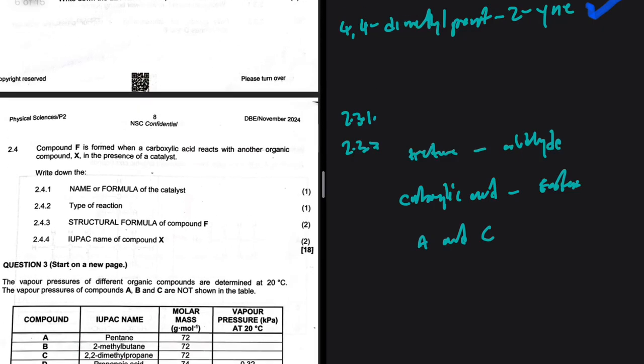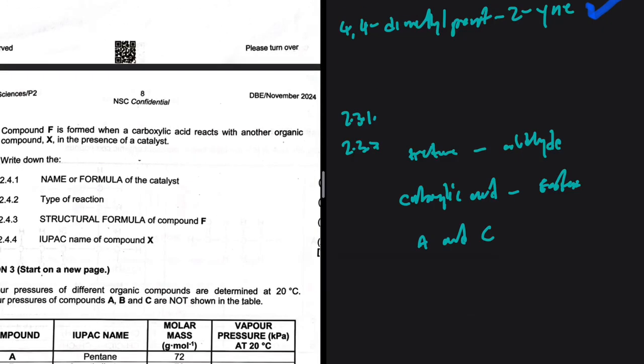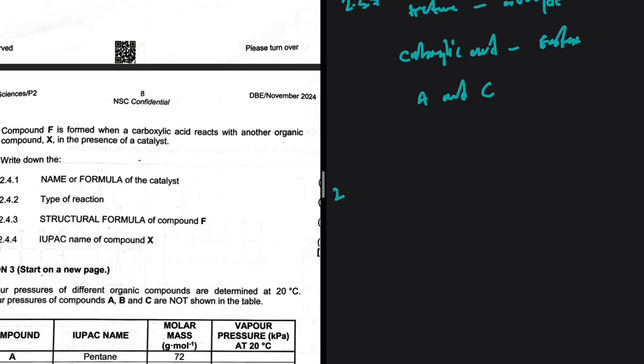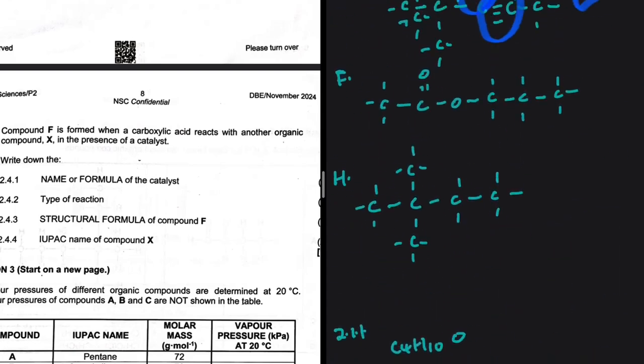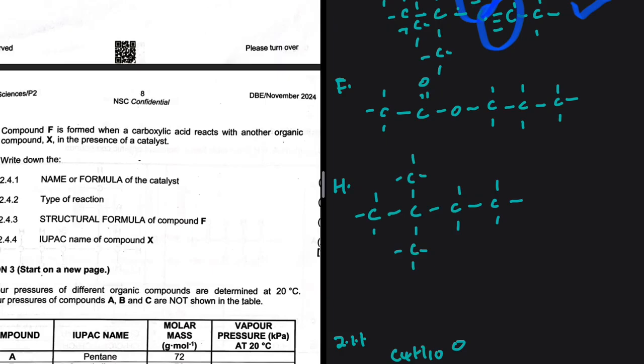Let's move to 2.4. So 2.4.1. Compound F is formed when a carboxylic acid reacts with another organic compound X. So compound F, we have drawn compound F. So let's just copy it because we're going to need it there. Copy, and then let's see if we can paste that.